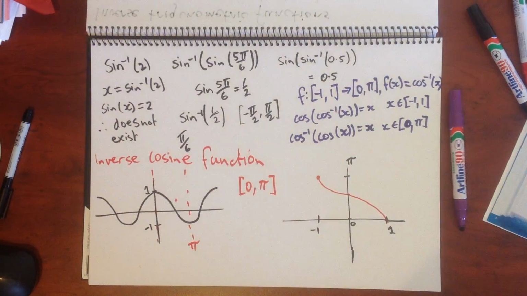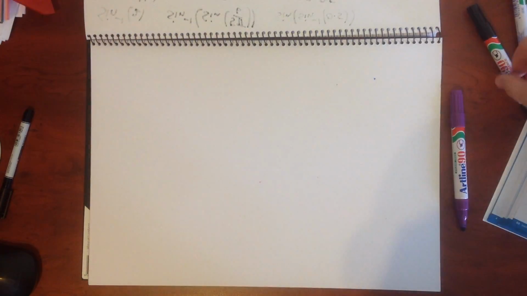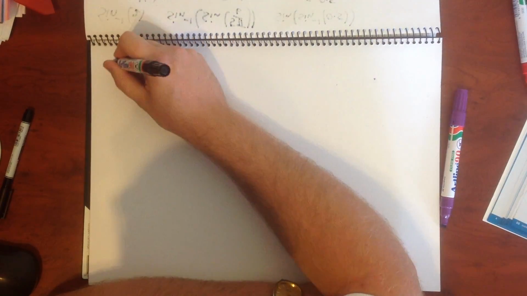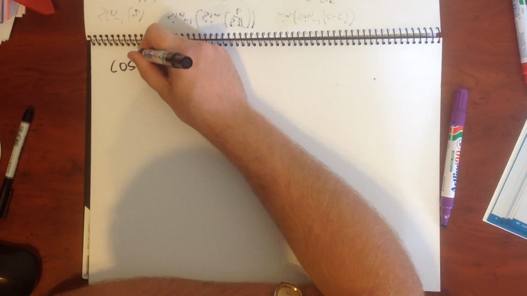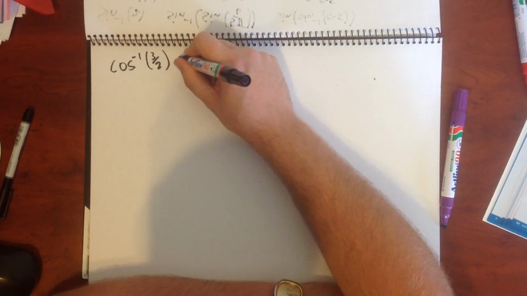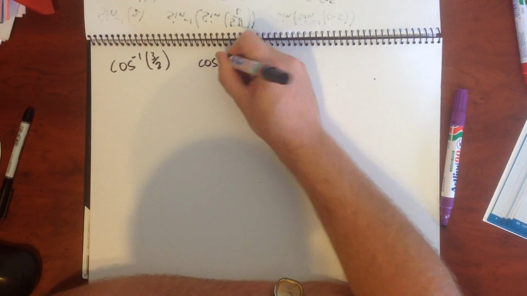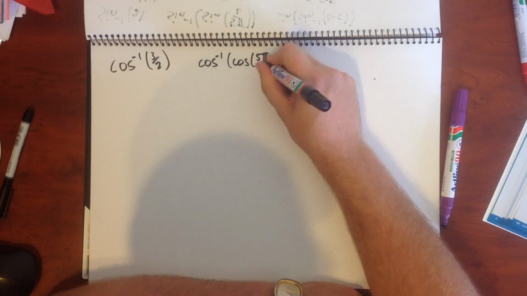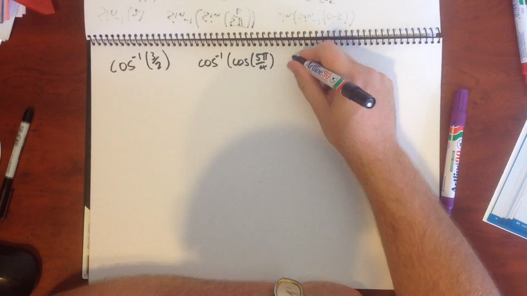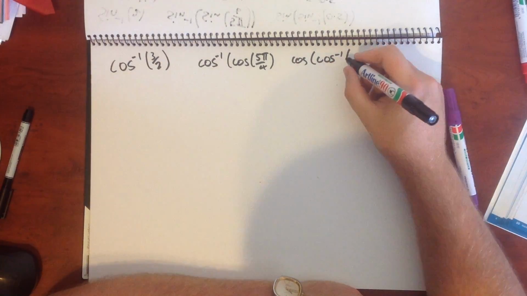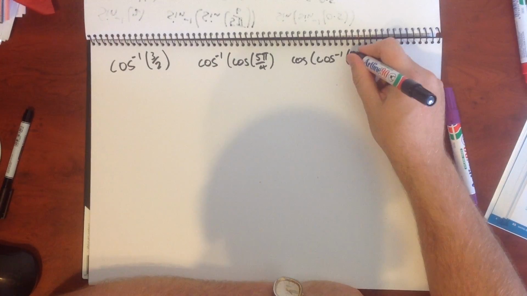So what we will look at is a couple of worked examples like the ones for sine. If we want to find each of the following: the inverse cos of 3 on 2, the inverse cos of cos of 5 pi on 4, and cos of the inverse cos of pi on 12.